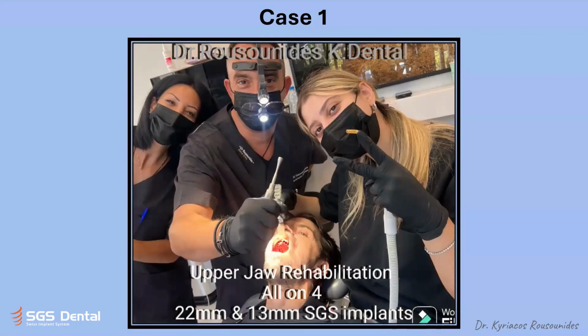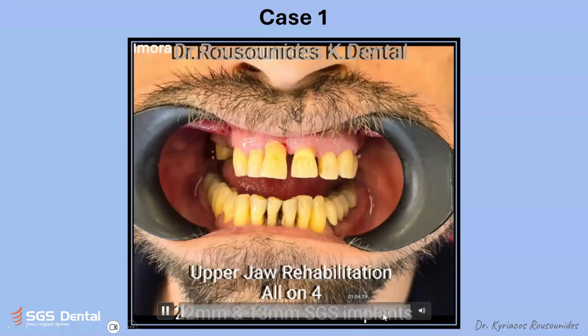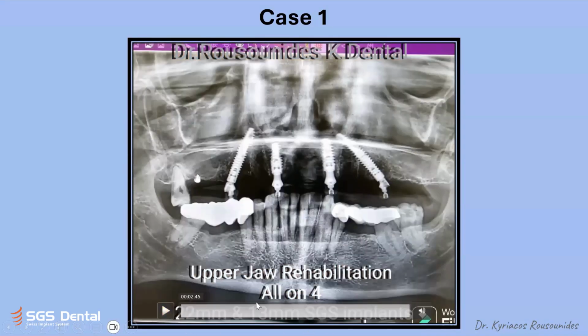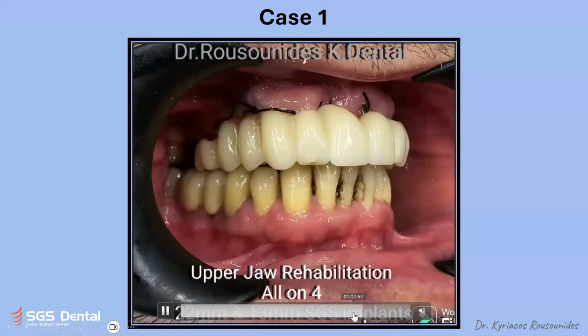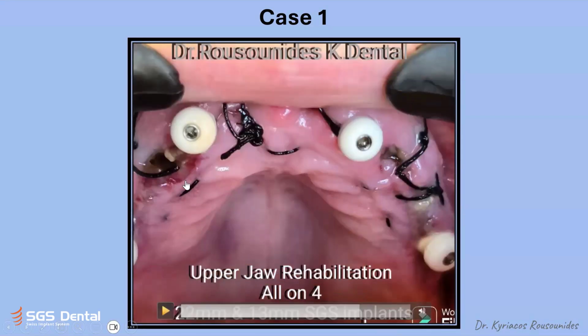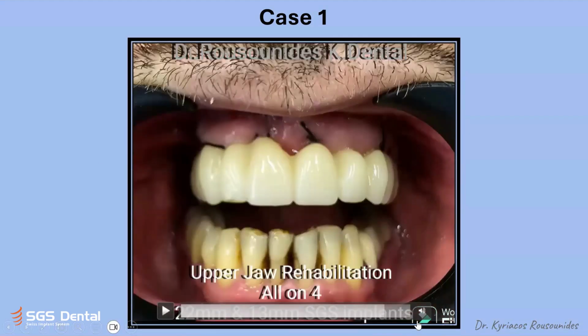This is a part of my team. And this here is the final X-ray. You can see the 22 millimeter implants, how they were placed, and the 2 straight ones. Here we used 2 angulated multi-units and 2 straight ones. And this was 1 day after, or some days after, when we inserted the temporaries.